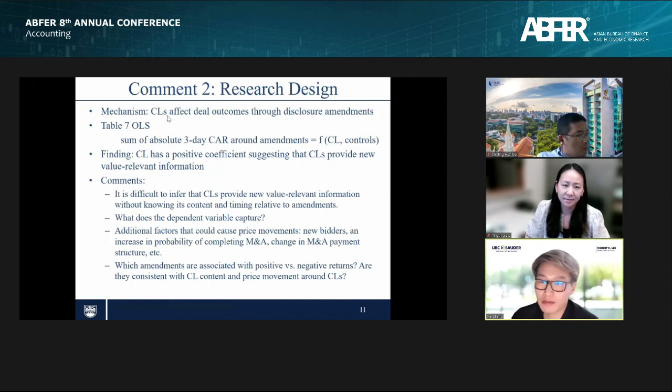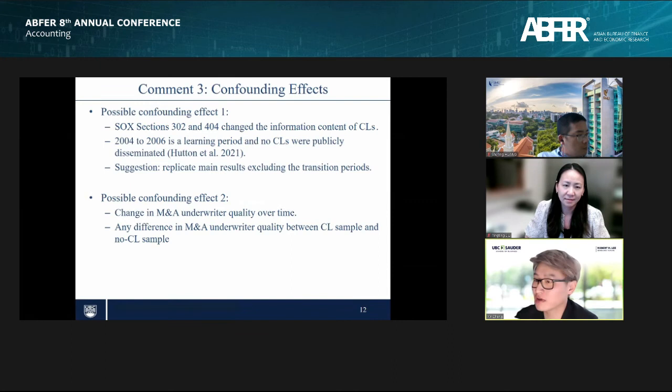My third main comment would be some confounding effects that you could consider. The first possible confounding effect I'm identifying is SOX, Section 302 and 404. They gradually rolled in, which actually changed the information content of comment letters, because there has been a lot more about internal control weakness, and some of them are related to M&A transactions too. So you perhaps want to exclude those time periods and make sure your results are consistent.